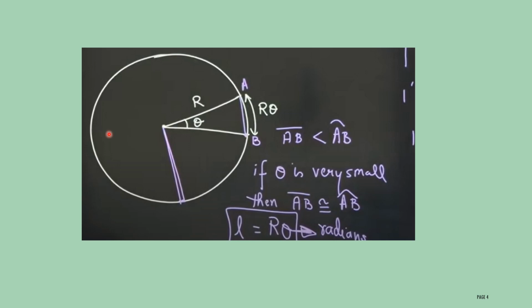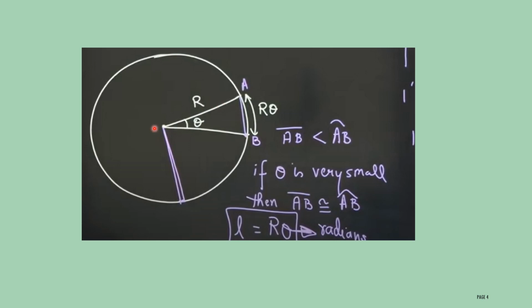Let us consider this one. Consider a circle with a center, then draw two lines from the center. The two lines touch the circumference of the circle. Then you get the two lines, A and B, touching the circumference.